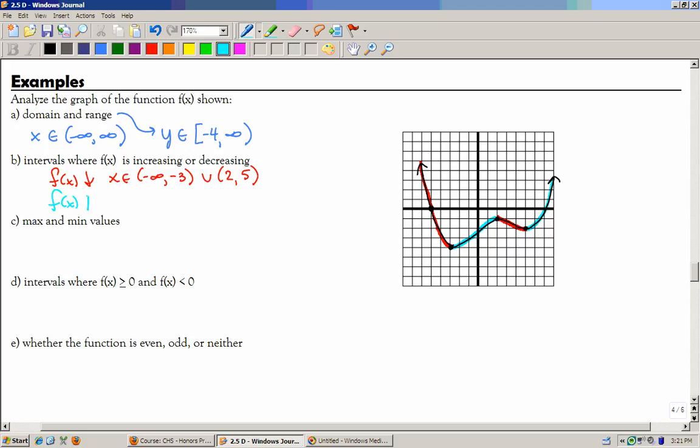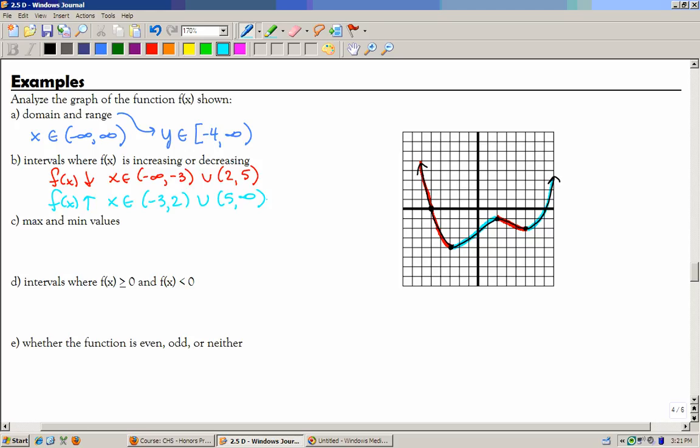So f of x is increasing for all of the x values going from -3 all the way to 2, and then the last section of the graph, when it hits x equals 5, so everything on its right to positive infinity. Max and min values happen when they hit a high point or a low point.